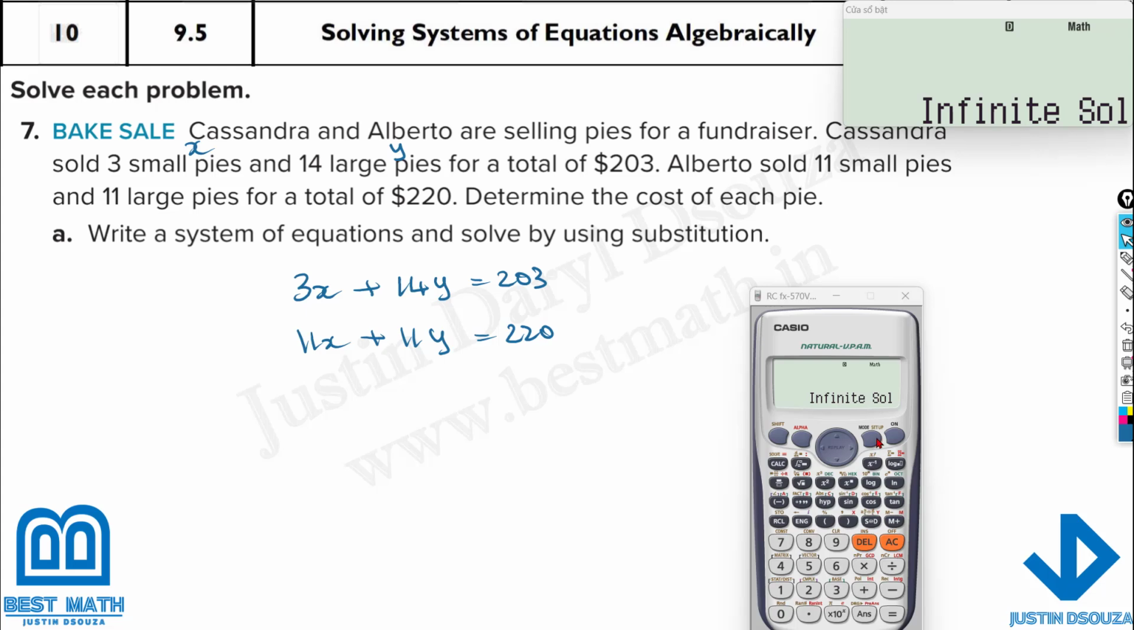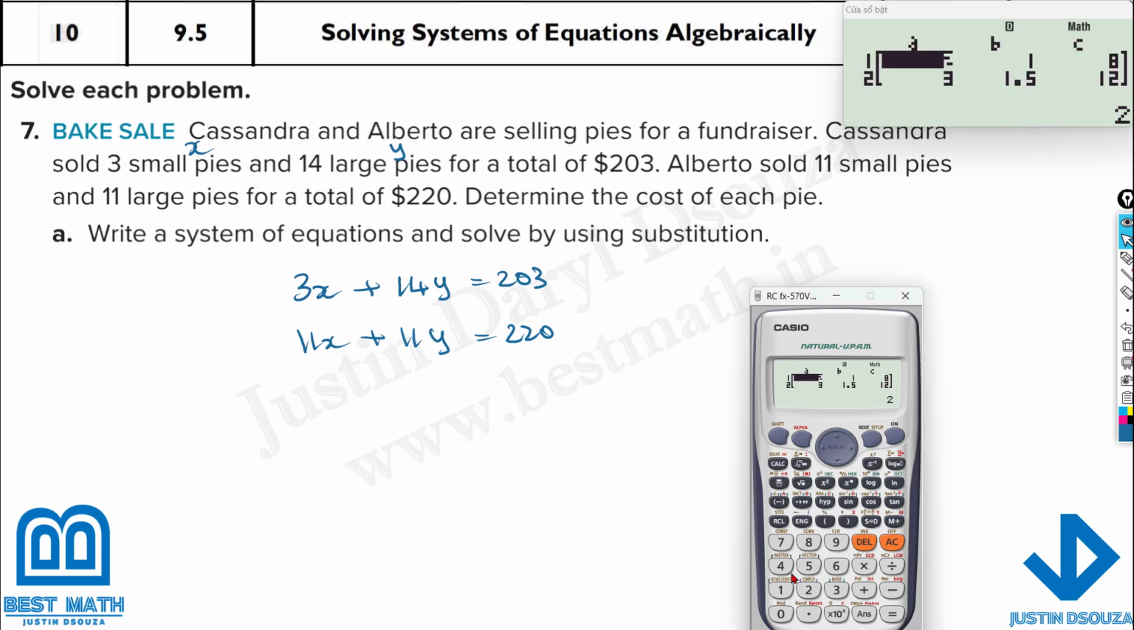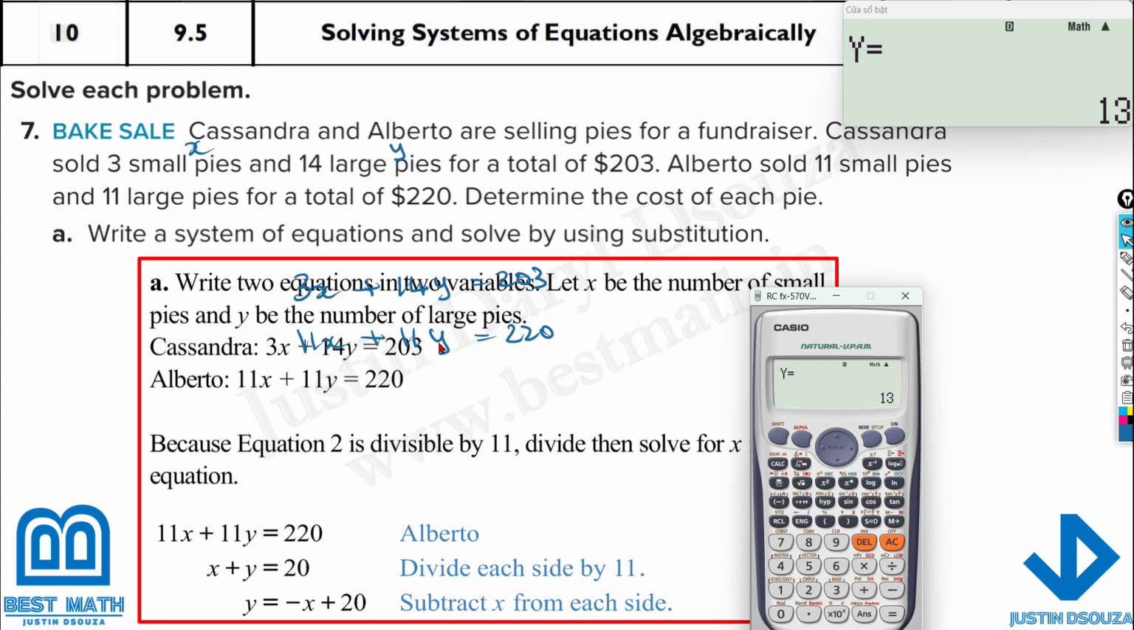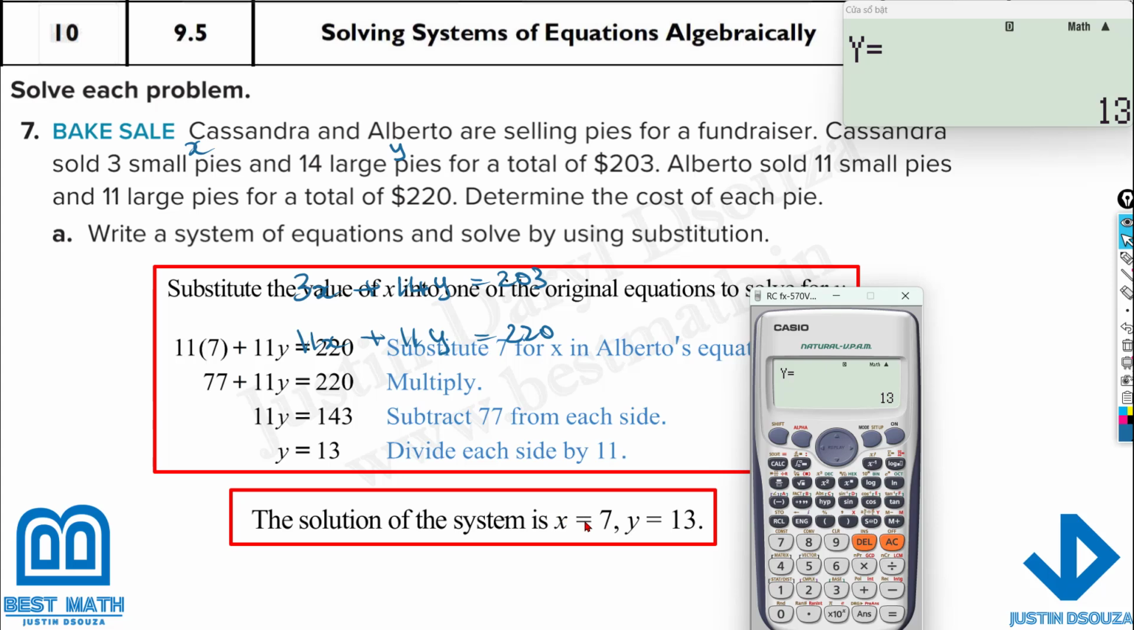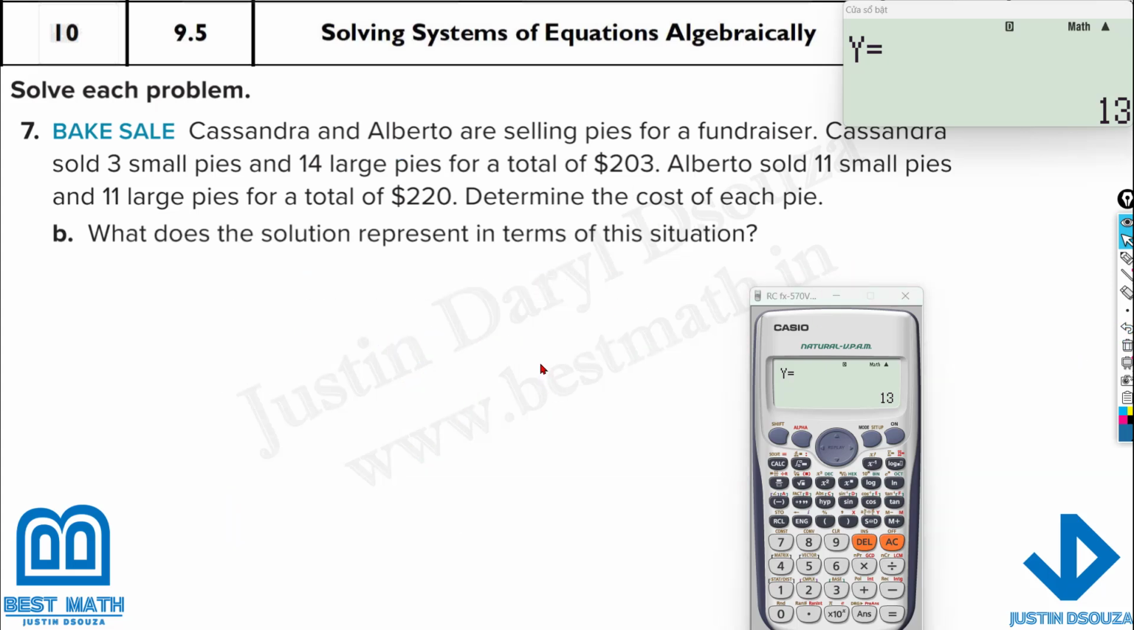Now then, we will solve this up. You will get a solution because this is a real world problem. 3, 14, and 203. Next one was 11, 11, and we have 220. Now we can see X value is 7. What does that mean? It means the small pie is 7 and the large pie is 13. Over here, when you solve these up, you will get 7 and over here 13. So the small pie is 7 and large pies are 13. Since it's the electronic part, you do not need to bother to solve in detail. Just use the calculator, that is fine.